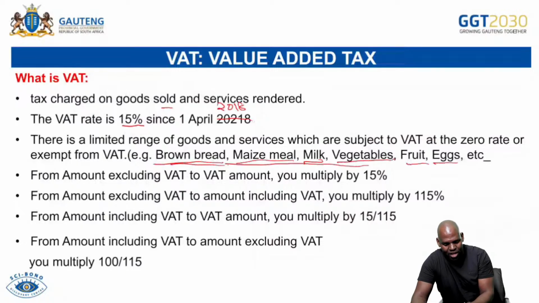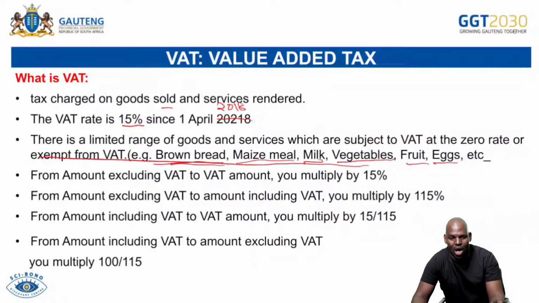Now, very, very important. It's very important to know how to do the calculations that involve VAT. Then we say if you are given any amount that is excluding VAT. Now they say the cost of this item is 500 rand, and this 500 rand is excluding VAT.